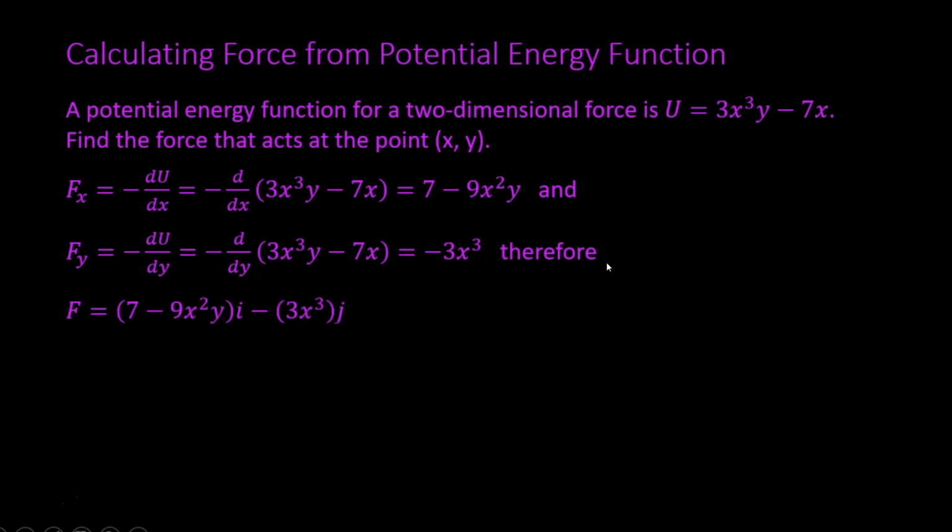Therefore, we can write the two-dimensional force in our unit vector notation as 7 minus 9x squared y times i minus 3x cubed times j. Now, if we were given a specific value for x and y, we could plug those in, and that would give us our force in unit vector notation. Let's move on to non-conservative forces and kinetic energy.